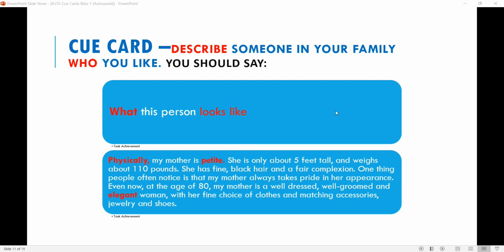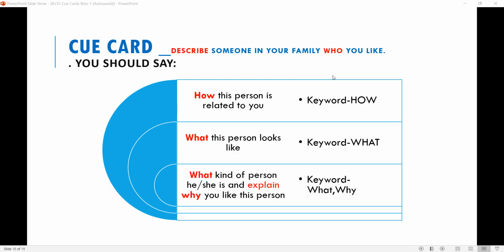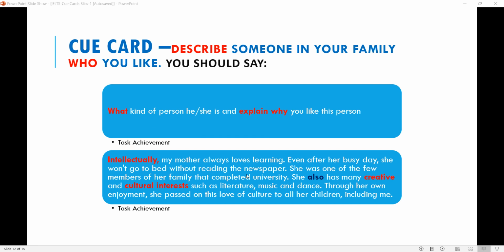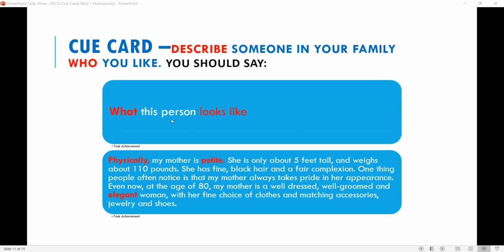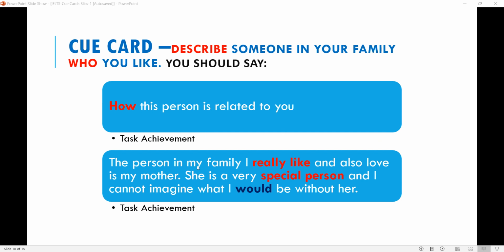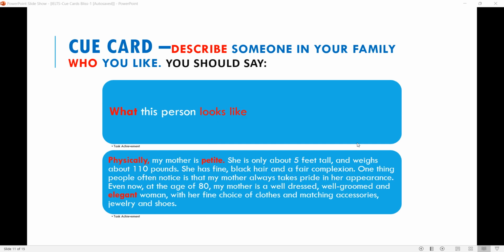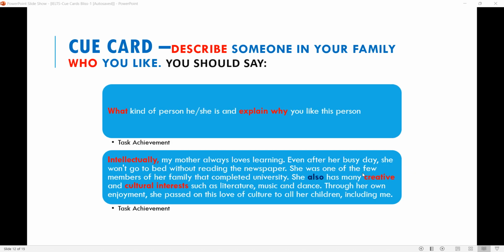The most important tip which I want to share with all of you is that when we are talking about the looks, when we are shifting and going in the flow and answering the second question, it has to start with "physically". So the first question was how this person is related to you. You answered it. Now the second question is what this person looks like, and you're starting with physically. So the moment you say physically, the examiner knows they have now come to the second question.